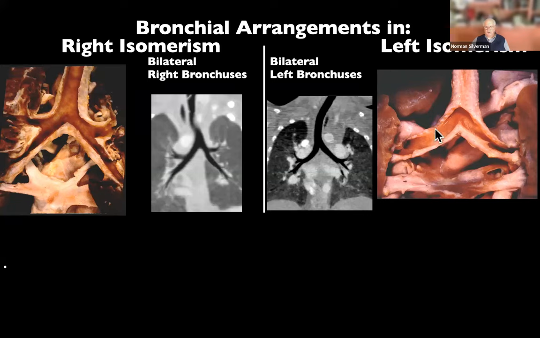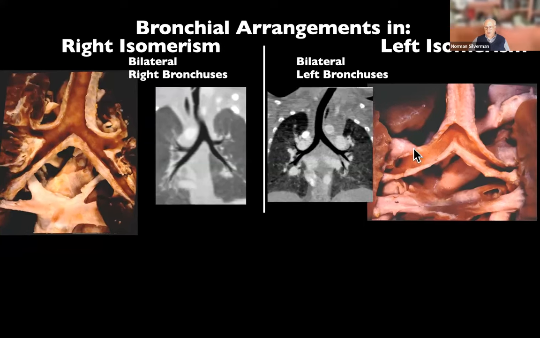Here is left isomerism. Note the absence of the epiarterial bronchi bilaterally. Symmetrical relationship is the feature. And here the pulmonary veins, one pulmonary vein to the left-sided atrium and one pulmonary vein to the right-sided atrium, because we're looking at these from the back. And here is a CT scan again, once again showing that we can actually start looking at the symmetry of the bronchi from even something as simple as a chest x-ray.